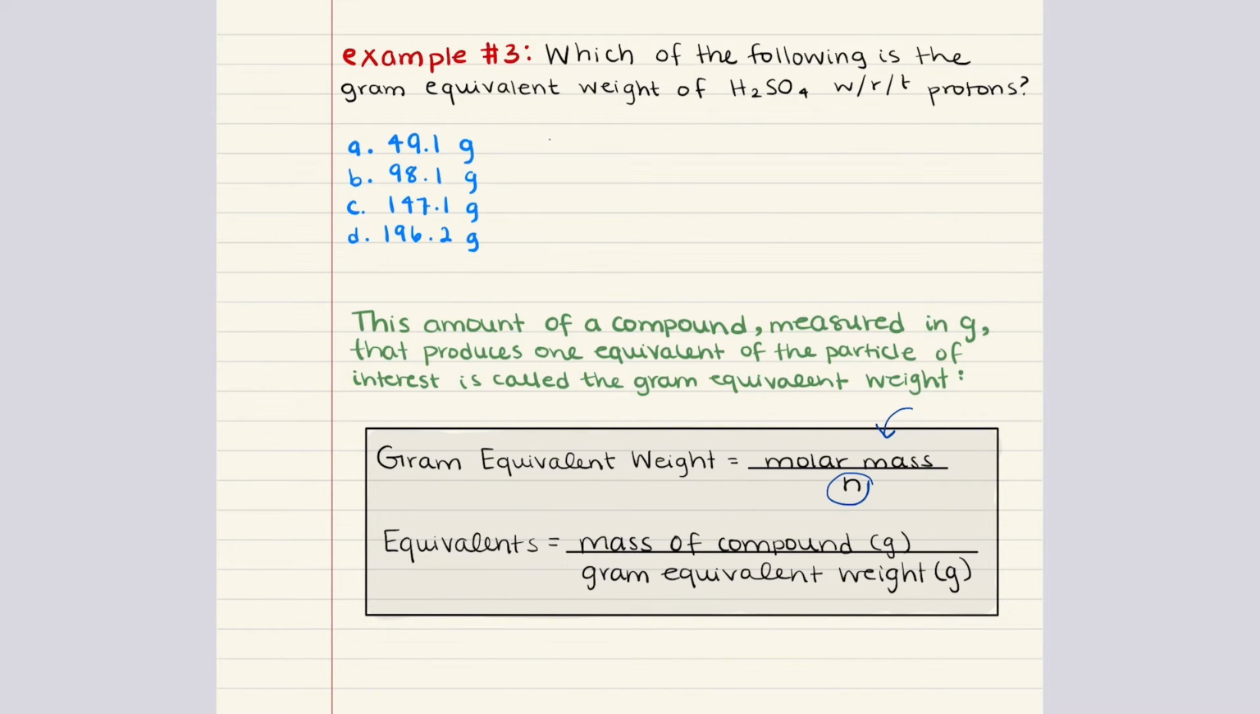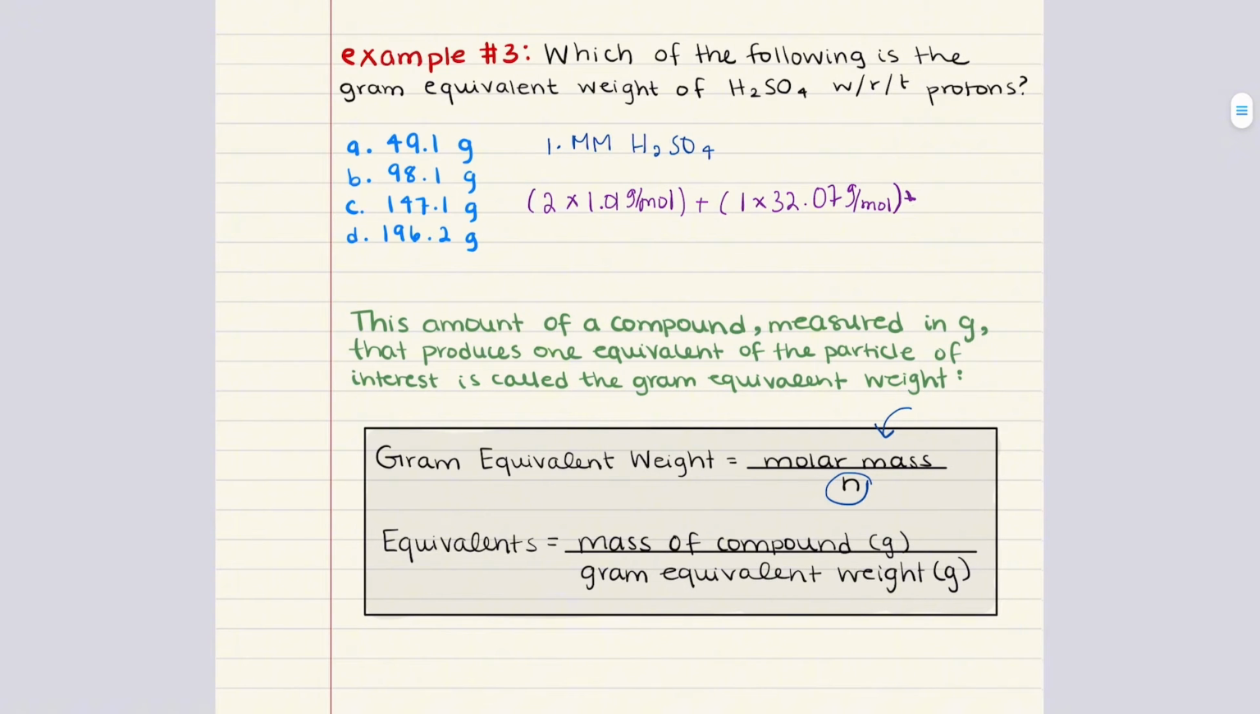That means that the first thing that we have to do here is calculate the molar mass of sulfuric acid. So let's go ahead and do that. Here we have 2 hydrogen atoms. Each atom of hydrogen weighs 1.01 grams per mole. Then we have 1 sulfur atom. Sulfur has an atomic weight of 32.07 grams per mole. And then we have 4 oxygen atoms. Each oxygen atom has an atomic weight of 16 grams per mole.